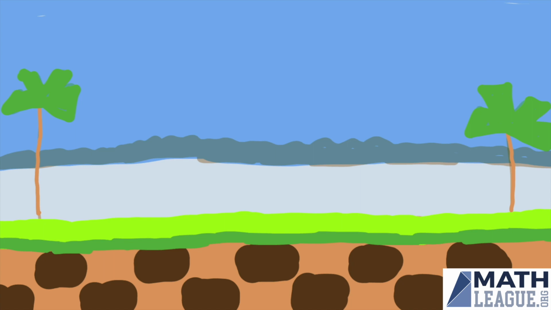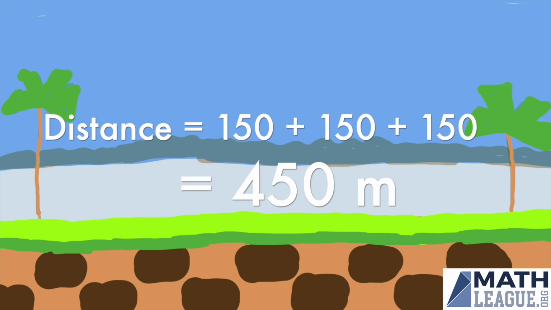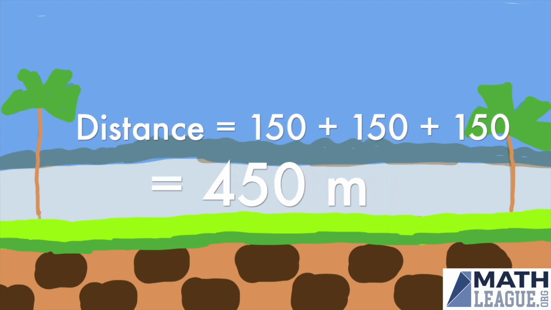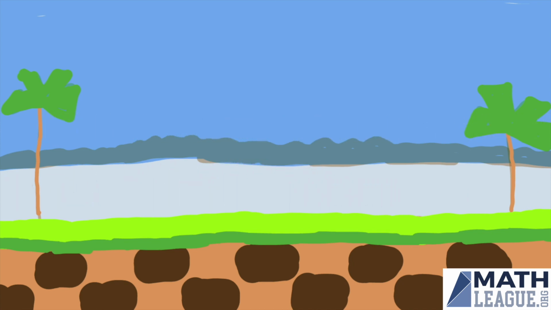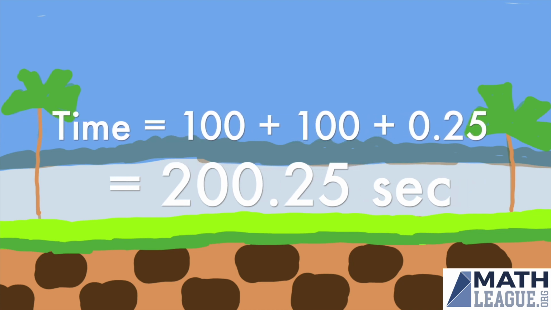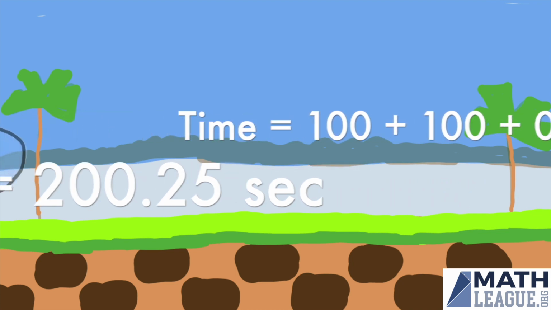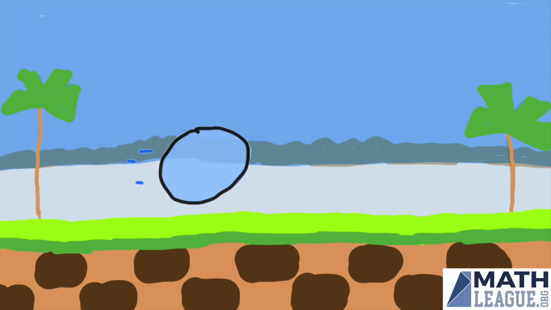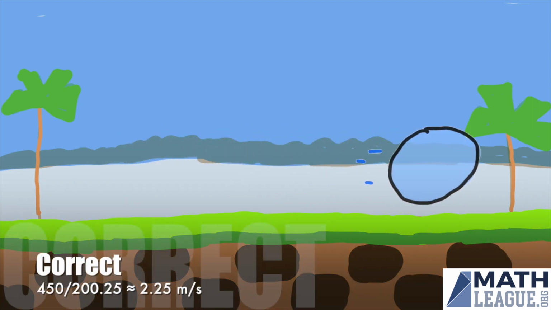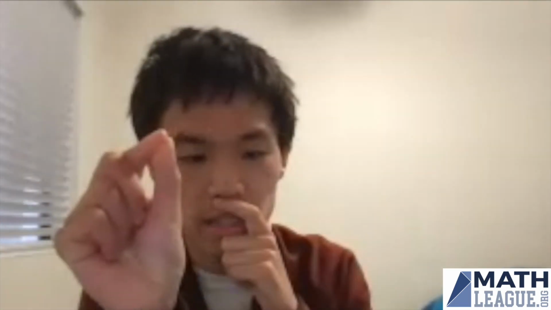On the other hand, my method would give 150 plus 150 plus 150. That's our total distance. And our total time is going to be 100 plus 0.25 plus 100, which is 200.25. So when we divide those two numbers, it's 450 divided by 200.25, and that's about 2.25 meters per second. So which one is closer to what the average speed should look like? Oh, I see where you're coming from. Spending more time at slower speeds.